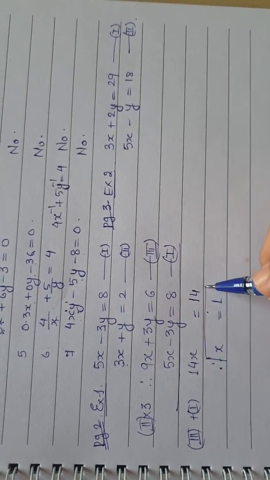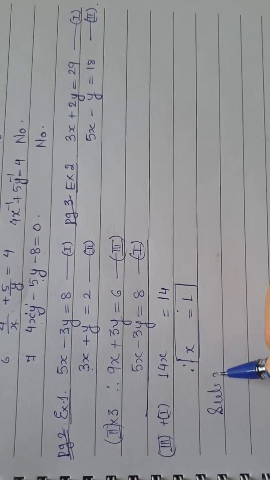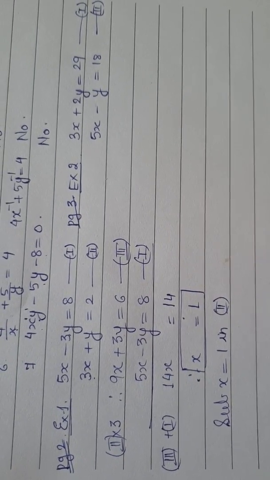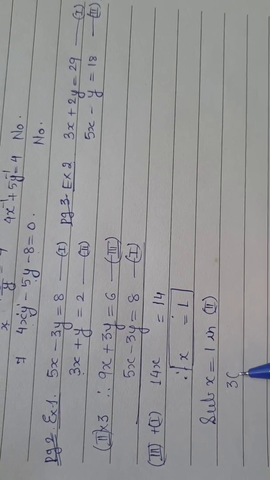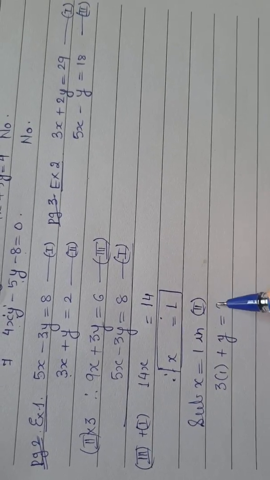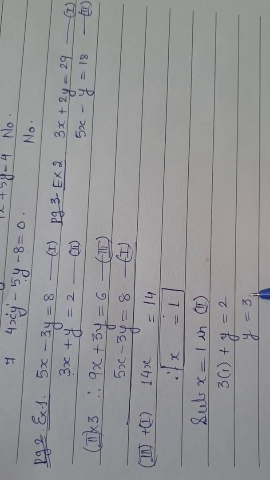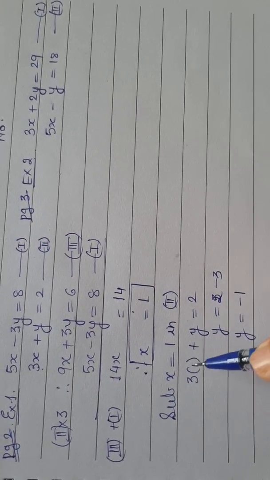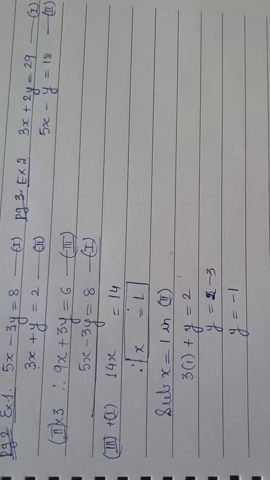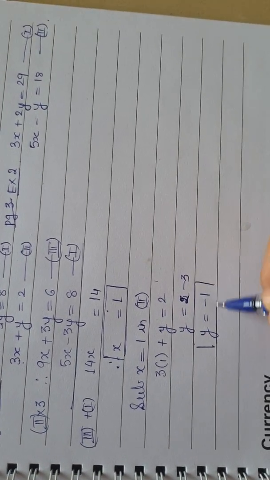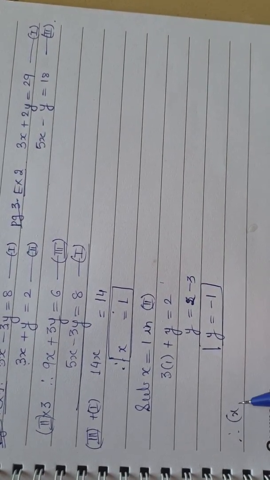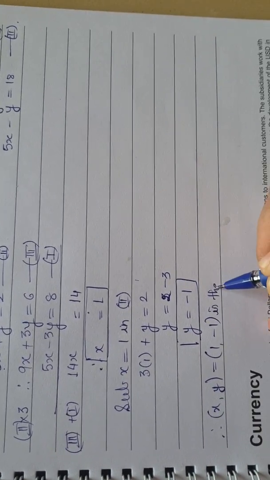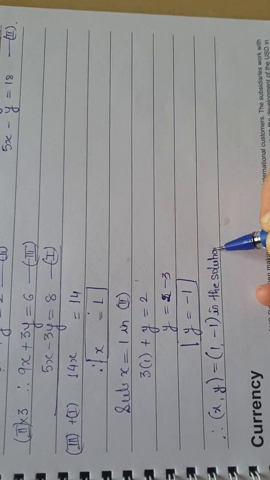Now once you've got the value of x, we will substitute x is equal to 1 in whichever equation you like. I prefer the second equation. You can even put it in the first equation. So 3 into 1 plus y is equal to 2. So y is equal to 2 minus 3 and y is equal to minus 1. We have taken the 3 to the other side. The 2 remains on the same side. Thus, you have got the value of x and y. Now you have to write it like that: x comma y, which is equal to 1 comma minus 1, is the solution of the equation.